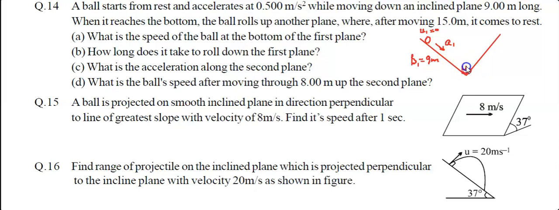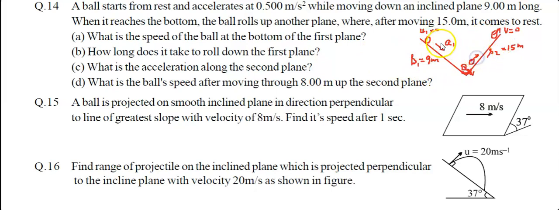So when it hits the ground, we can find the velocity and the time. Then it rolls up on this part and goes up to this height. So this S2 is given to us, that's 15 meters. And finally it comes to rest, which is also known to us. So that's one straight line motion, and this is another straight line motion.